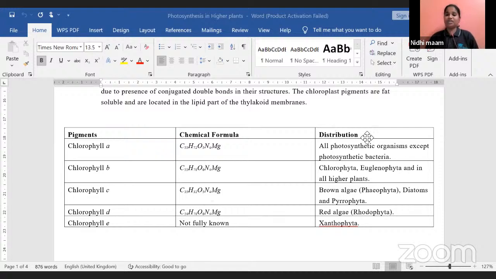When we look at distribution, all photosynthetic organisms except photosynthetic bacteria have chlorophyll A. Chlorophyll A is present in all photosynthetic organisms, either algae, bacteria or any plant.